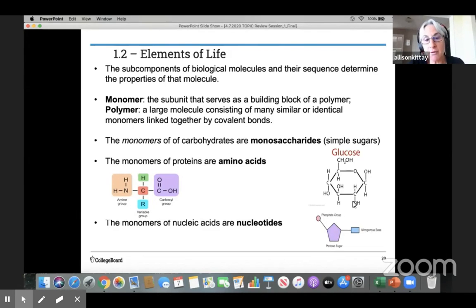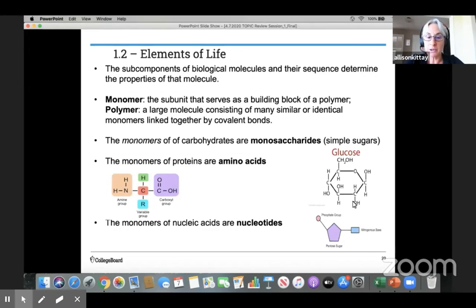So the monomers of carbohydrates are monosaccharides, which are also known as simple sugars. And you're probably familiar with glucose, but there are other simple sugars that I'll point out in just a moment. And I'm showing you the ring structure of glucose. The monomers of proteins are amino acids. And I just have a generalized image of an amino acid there. We'll talk more about what those components are in just a minute.